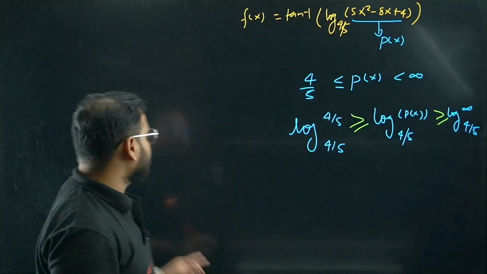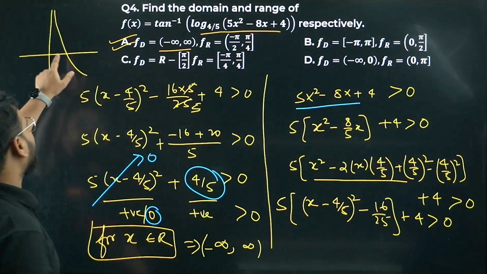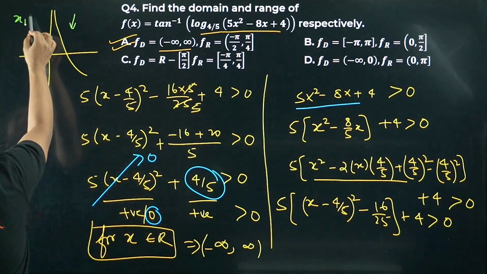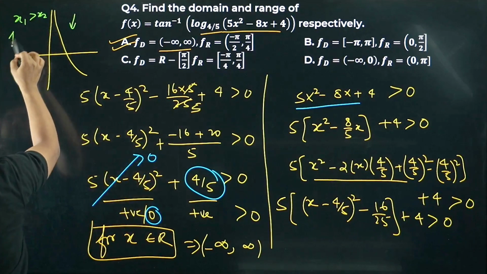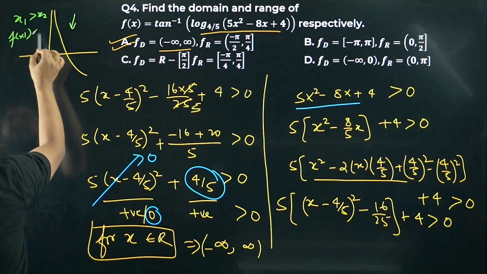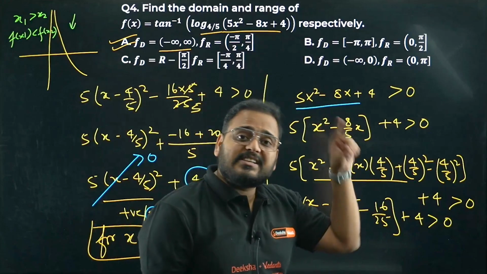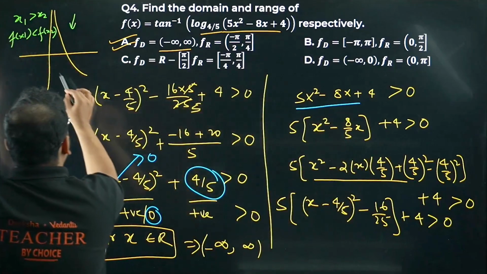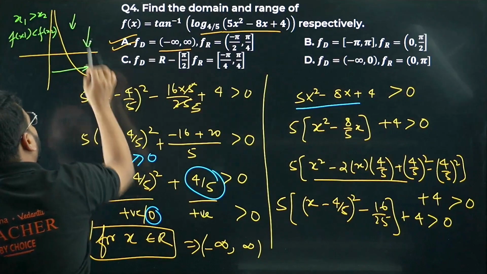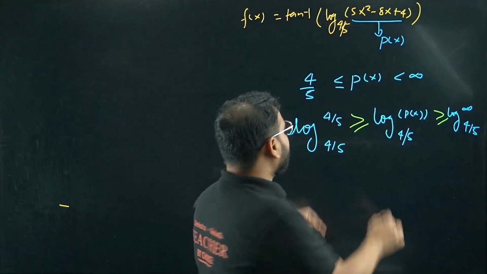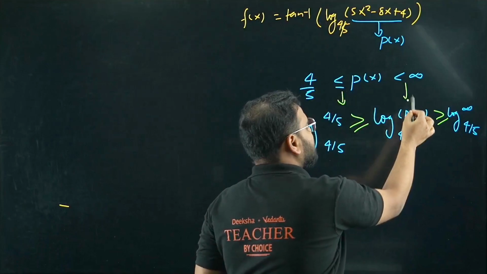How come? Log with the base 4 by 5 is a decreasing function. It means if I take x1 greater than or equal to x2, then f of x1 will be less than or equal to f of x2. Yes or no? It's a decreasing function. If you increase the value of x, what will happen to y? It's coming down. So decreasing function. That's why the inequality is reversing, because log is decreasing in nature.